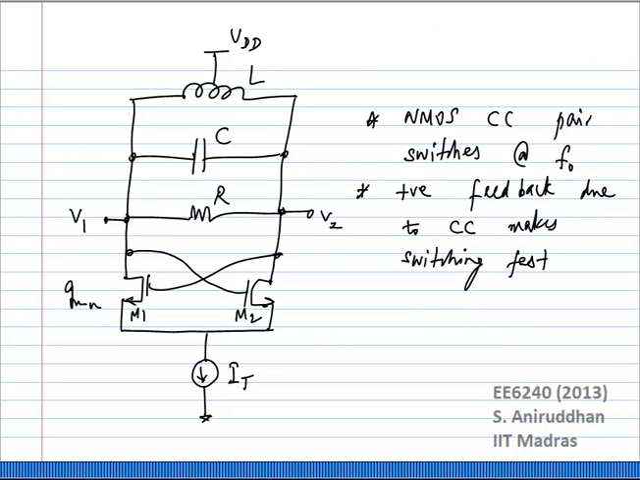Then we said we are going to compare the cross-coupled NMOS only oscillator or PMOS only oscillator with the complementary cross-coupled oscillator. So the first things which are common to the two: the cross-coupled pair or pairs switch at the oscillation frequency f0. Number two, the positive feedback due to this cross-coupling makes the switching very fast, right? Because you apply strong positive feedback because you want the circuit to start up very quickly.